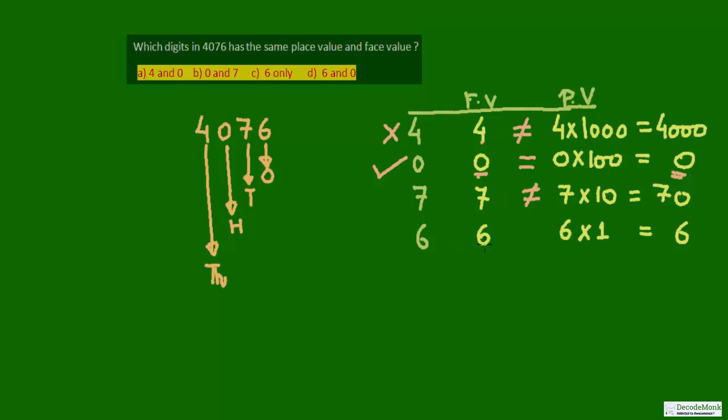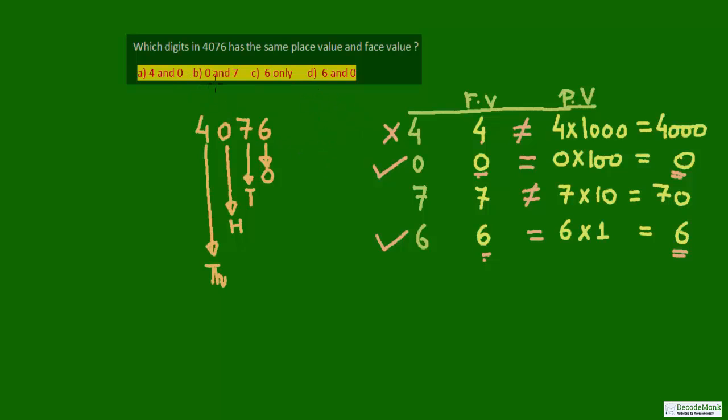Coming to the last digit, the face value of 6 is 6 and the place value is also 6, because face value is the number itself and the place value is the number multiplied by 1, which is again the number itself. So the face value and the place value are equal for digits in units place or ones place. So this is also one of the right options. So you see over here 0 and 6 are both the correct answers.